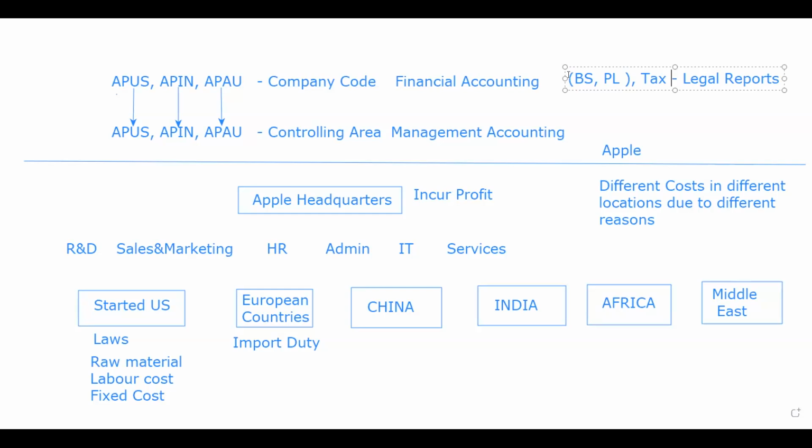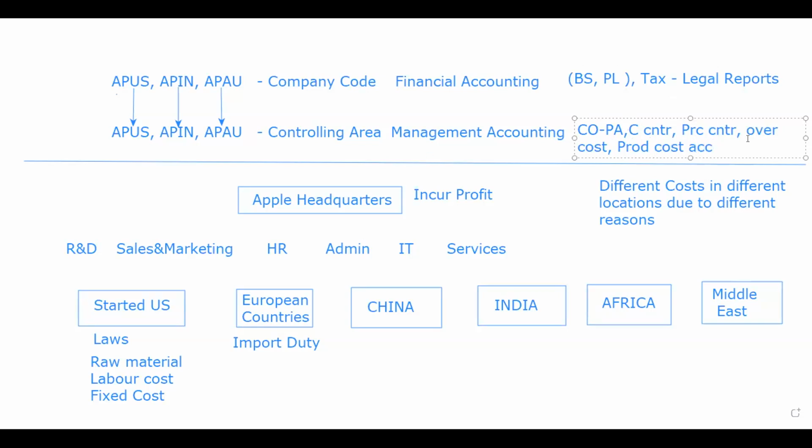And this is what we do in finance. In management accounting, we'll prepare reports according to the organization's requirements. And there are many modules in controlling. Again, this is profitability analysis. You have cost center accounting, profit center accounting, overhead costs, and the most important thing, product cost accounting.